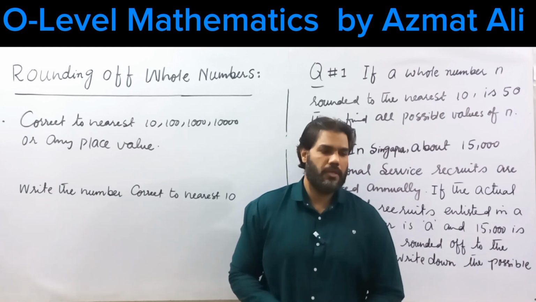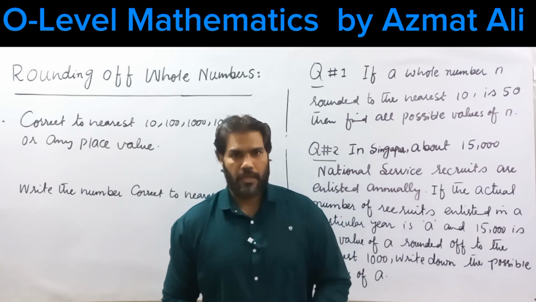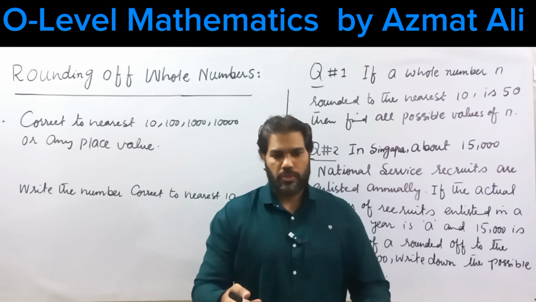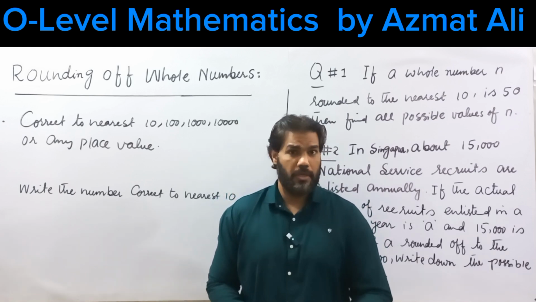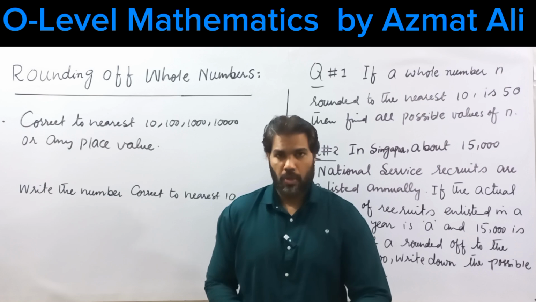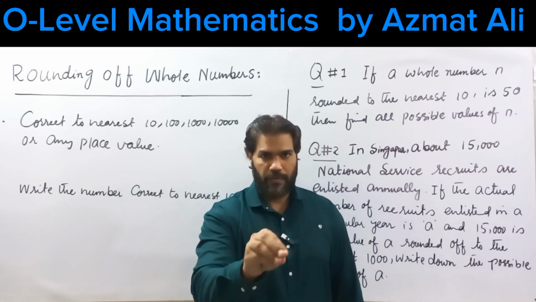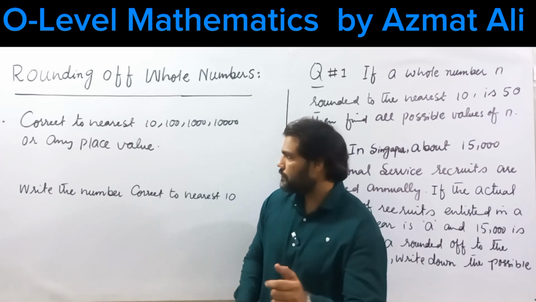For example, when someone asks you what is the time by your watch at this time, you might say this is 5 o'clock, even if it is 4:52. So 5 o'clock is the rounded value of 4:52.